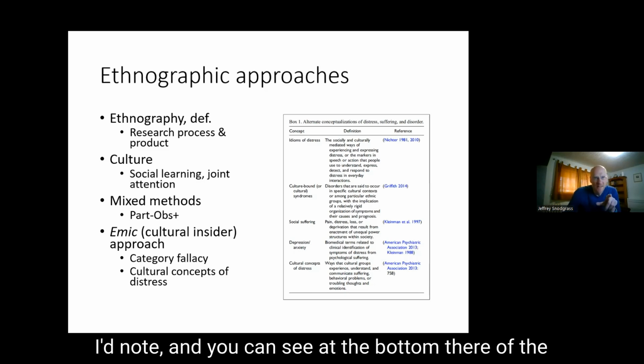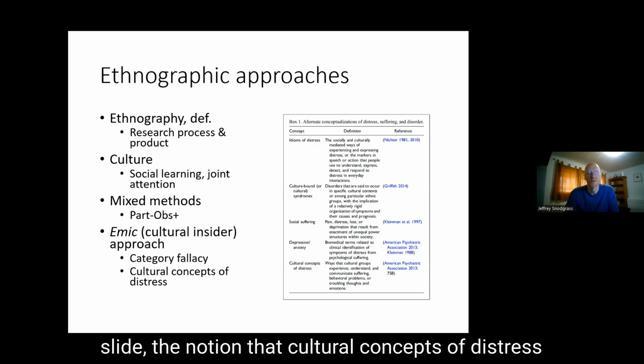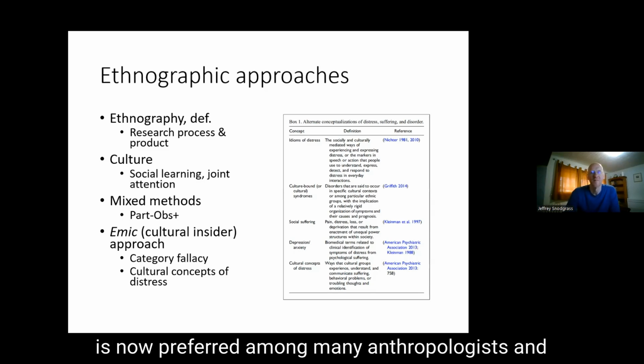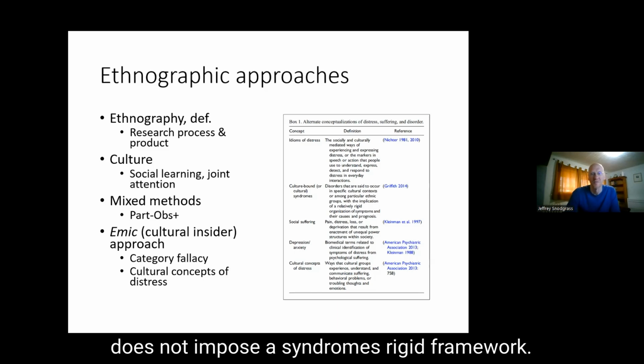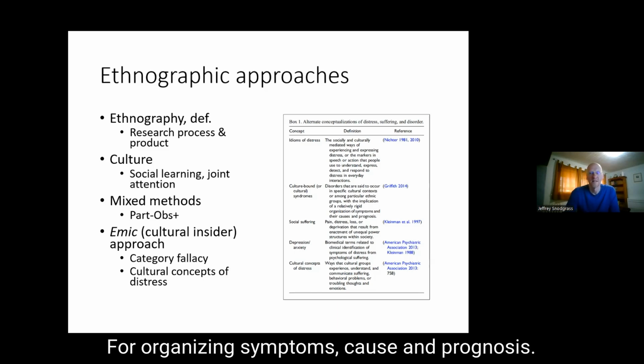I'd note, and you can see at the bottom there of the slide, the notion that cultural concepts of distress is now preferred among many anthropologists and cultural psychiatrists as inclusive language that does not impose a syndrome's rigid framework for organizing symptoms, cause, and prognosis.